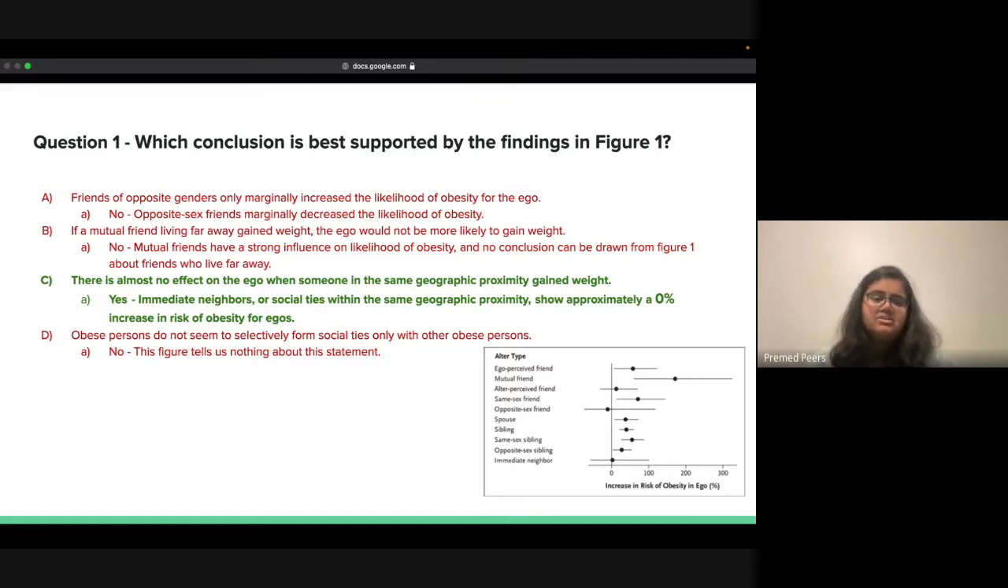C, there's almost no effect on the ego when someone in the same geographic proximity gained weight, and that's correct, because immediate neighbors or social ties within the same geographic proximity show approximately a 0% increase in the risk of obesity for egos. And then D, obese persons do not seem to selectively form social ties only with other obese persons. This figure doesn't tell us anything about this statement, so that's why this option is incorrect.